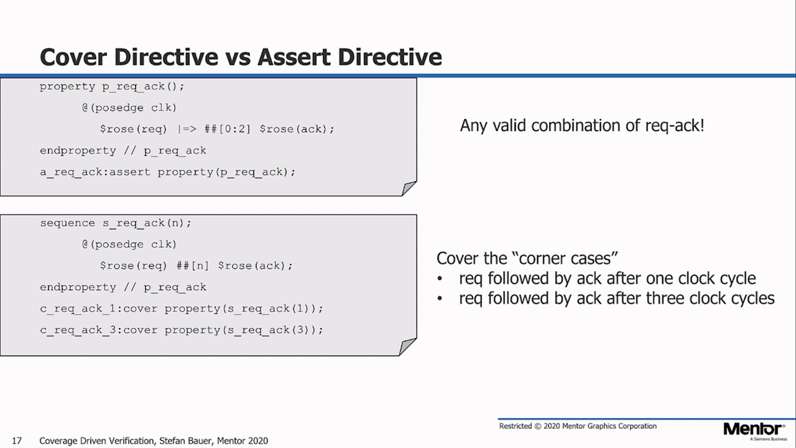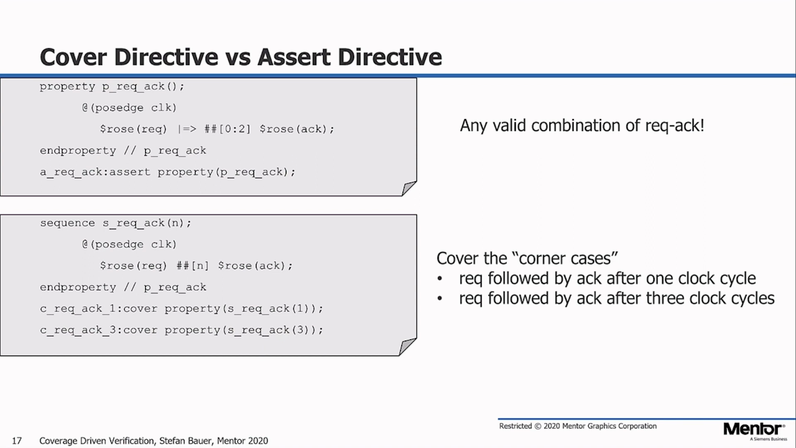We can also use such a sequence to cover corner cases. So let's slightly modify the property. Let's use sequence here, and we're adding a parameter n. n is the delay between the request signal and the acknowledge signal. So you see it here, I'm covering now my property. Property is sequence with 1 clock cycle delay. The same here, I cover the sequence with 3 clock cycles delay.